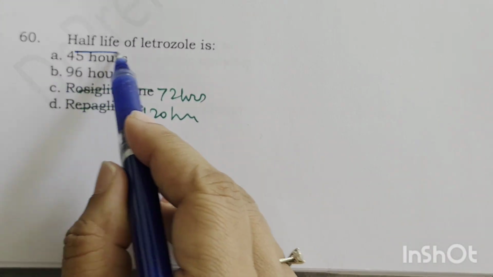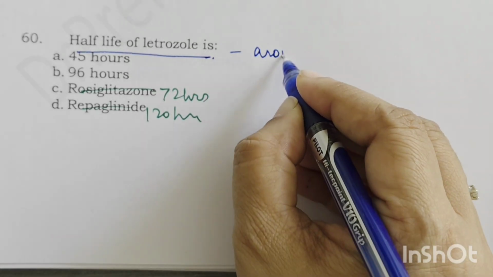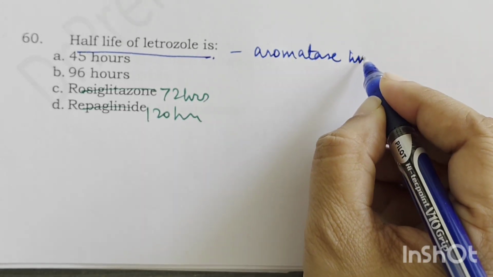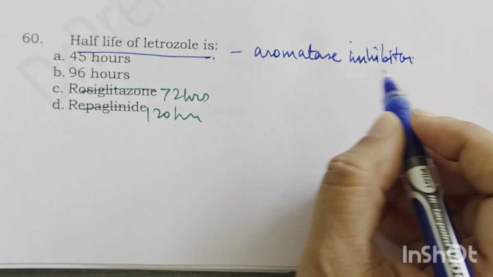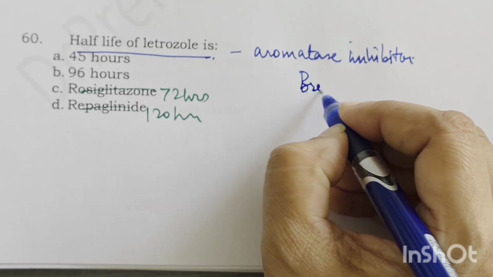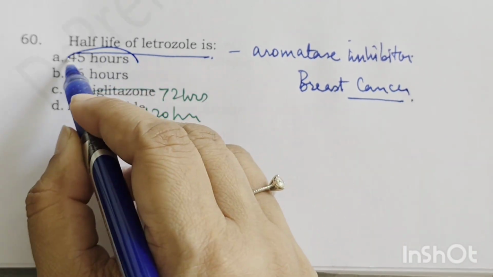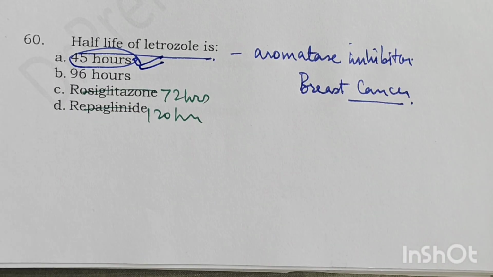Half life of letrozole. What is the half life of letrozole? It is a very factual question. Now letrozole is an aromatase inhibitor, right? It is an aromatase inhibitor. And what is the half life? It is used first for induction of ovulation and for treatment of breast cancer, that is postmenopausal breast cancer. Half life is 40 hours. So the correct answer that we'll write here is 45 hours.